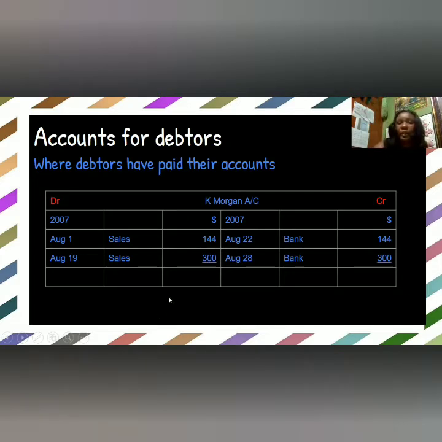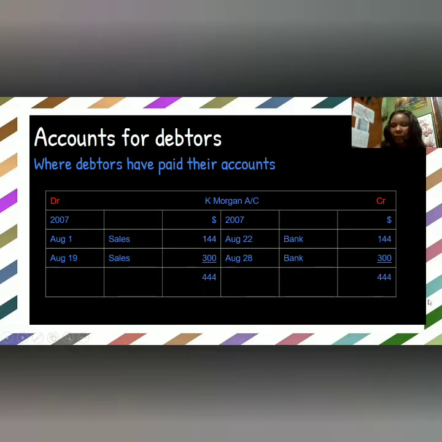First thing you do, you need to draw two single lines under the final figure to show that you are going to add, right? And the lines must be on the same level. So under each of the $300, there's a line. The next thing you do is add up. So 300 plus 144 equals 444. On the debit side. On the credit side, 300 plus 144 equals 444. So we're going to put down our 444.